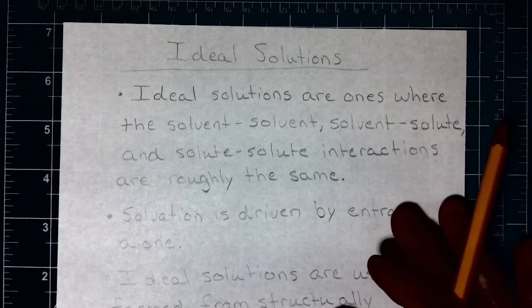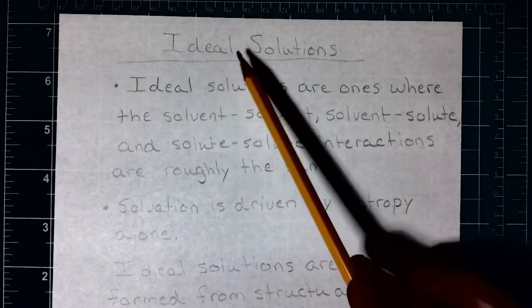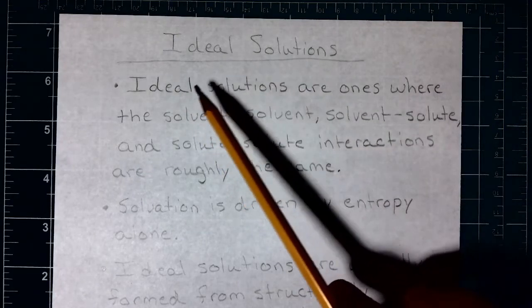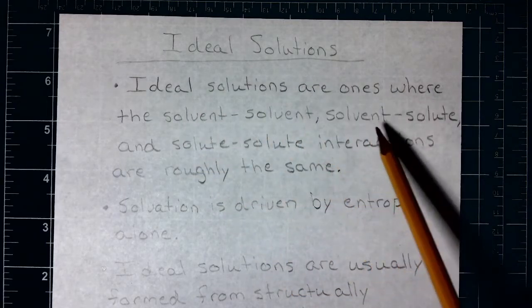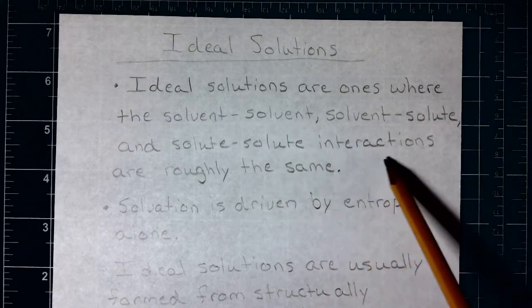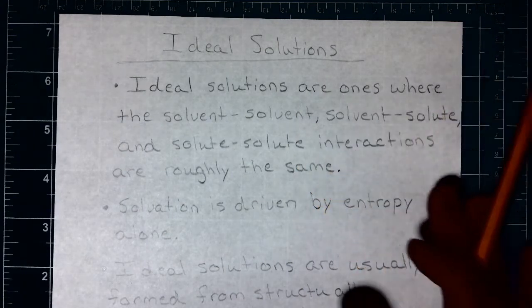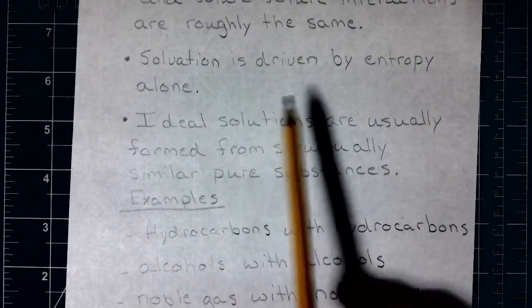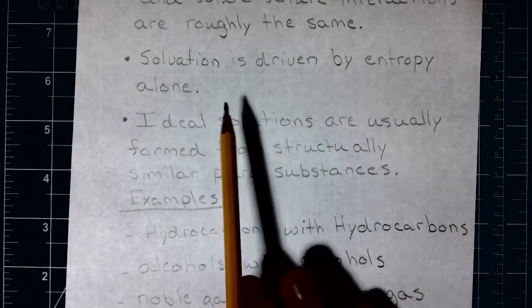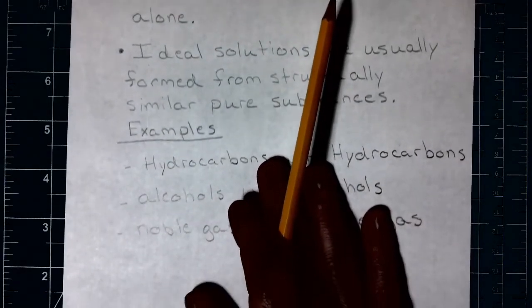So now I want to introduce a little bit of nomenclature, a new term for us called ideal solutions. Ideal solutions are ones where the solvent-solvent, solvent-solute, and solute-solute interactions are all roughly the same. So basically our delta H term in this case is essentially 0. In that case, solvation is driven by entropy alone, right? Because that's the only term that could be negative to give us a negative Gibbs free energy.